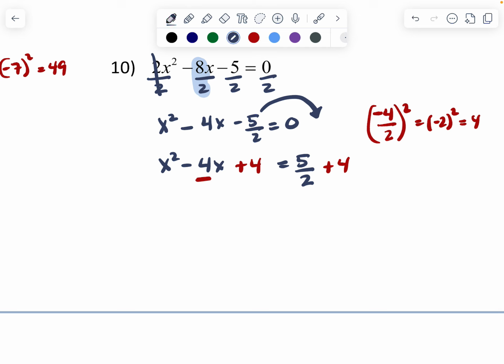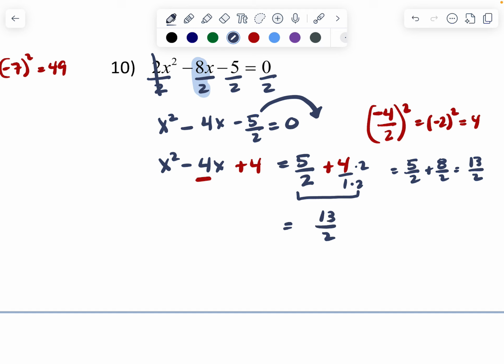Okay, now doing some fractions here, you guys, I know you can do it. This is like 4 over 1, right? I need a common denominator of 2, so I'm going to multiply both of those by 2, which really gives me 5 over 2 plus 8 over 2, which is 13 over 2. I know it's gross, but just deal with it.